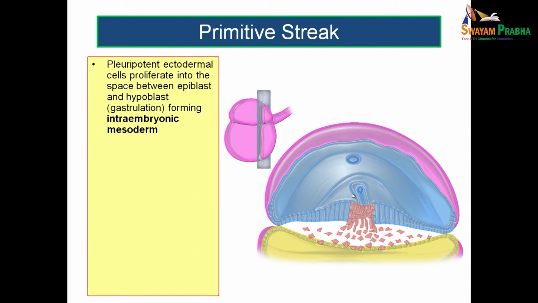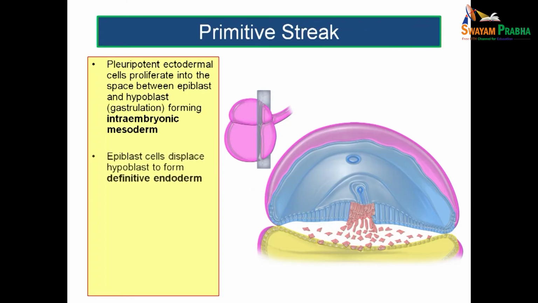So the pluripotent cells from the ectoderm proliferate and occupy the space between the epiblast and hypoblast, forming the intraembryonic mesoderm. The process by which the bilaminar germ disc is converted into a trilaminar germ disc is known as gastrulation. So this is how the intraembryonic mesoderm is formed.